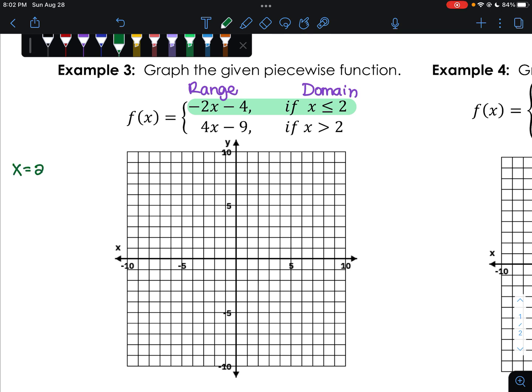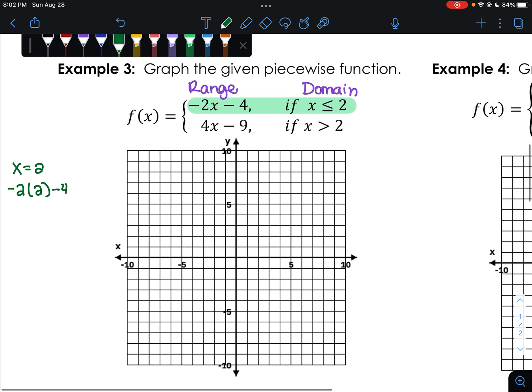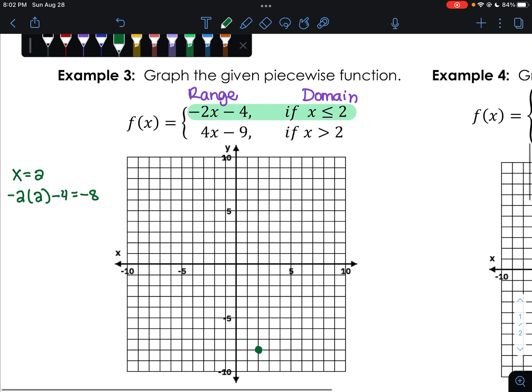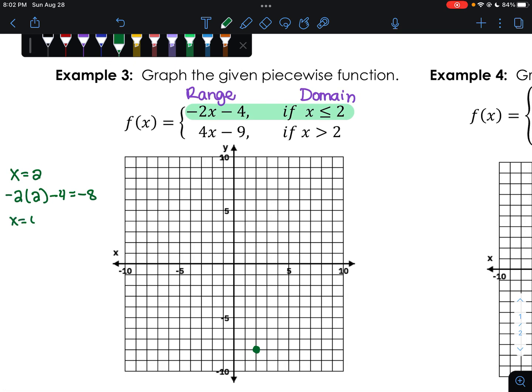So at x equals 2, I have negative 2 times 2 minus 4. That would be negative 4 minus 4, which is negative 8. So at 2, I have a point at negative 8, and it is closed. Then I need to pick another x value that is less than 2. So let's go ahead and do 0. It never has to be the one directly next to it. It can be any point that you want it to be that is less than it.